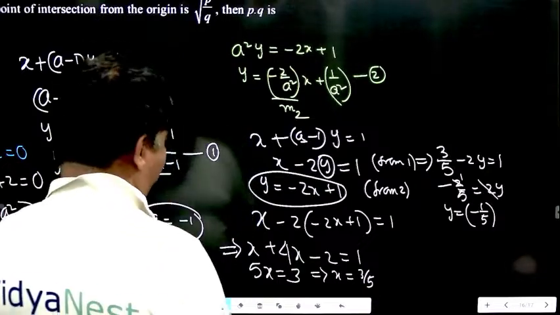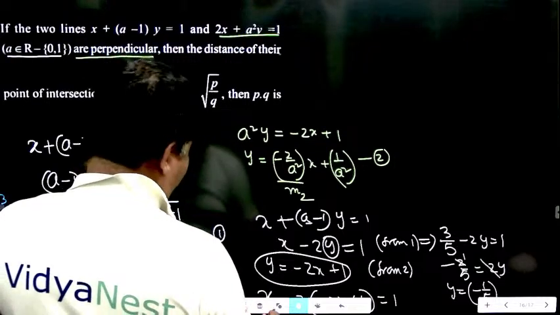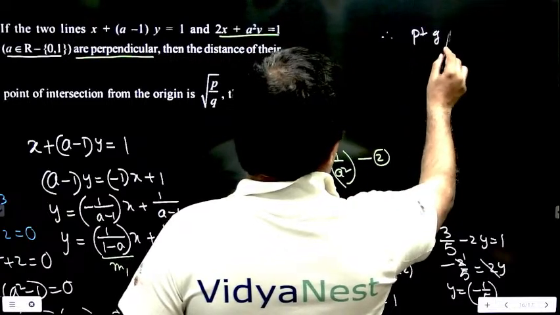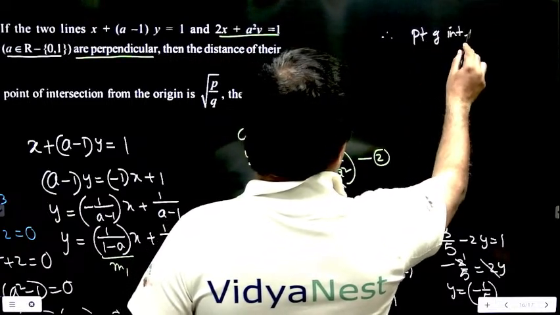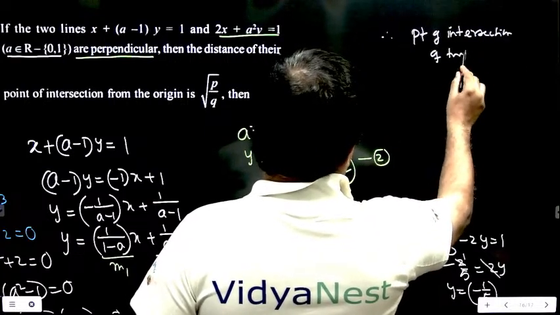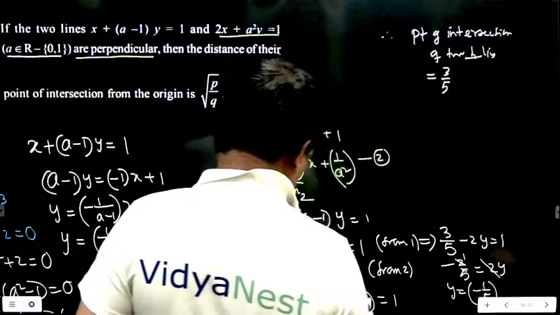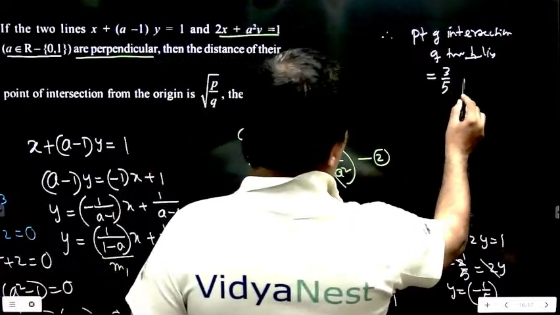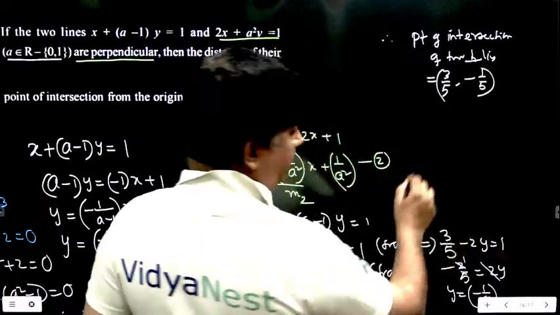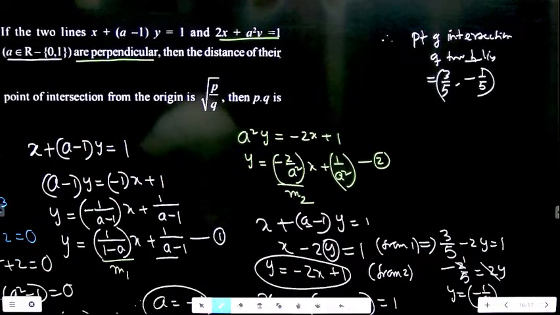So, the point of intersection of the two perpendicular lines is (3/5, minus 1/5). Now, from 0, 0 meaning the origin, we have to find the distance of this.